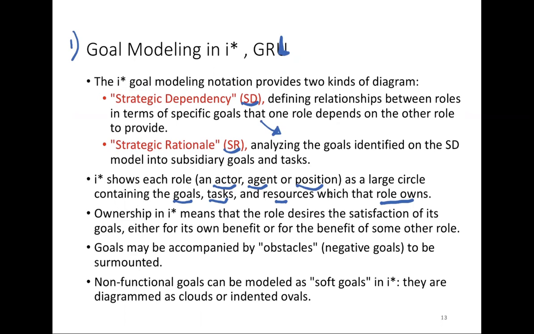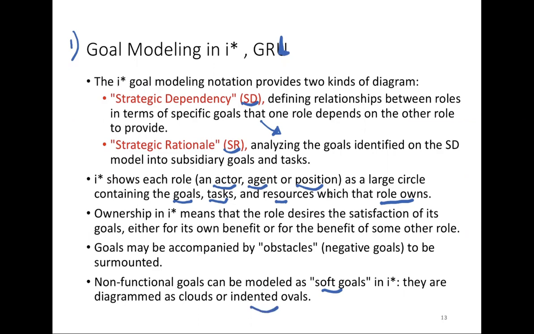Goals may also be associated with obstacles. We consider obstacles as negative goals attached to the goals. This is some of the information or characteristics in I-star modeling. Also, non-functional goals can be modeled as soft goals in the I-star notation. Later on, you will see that the non-functional goals can be represented using a cloud shape or even indented ovals.